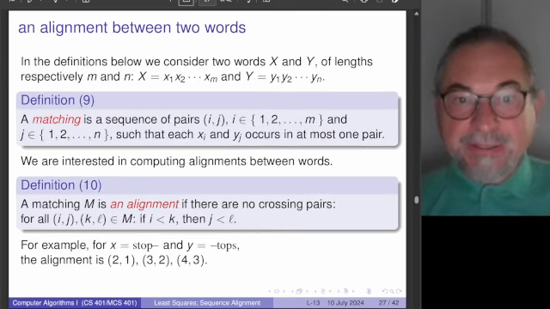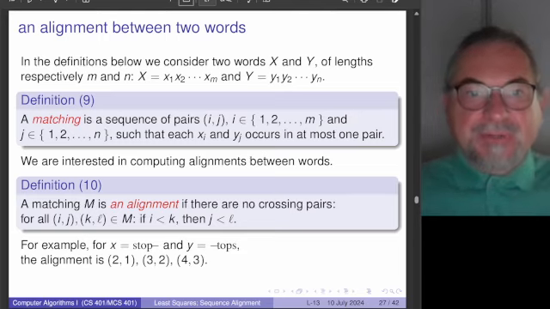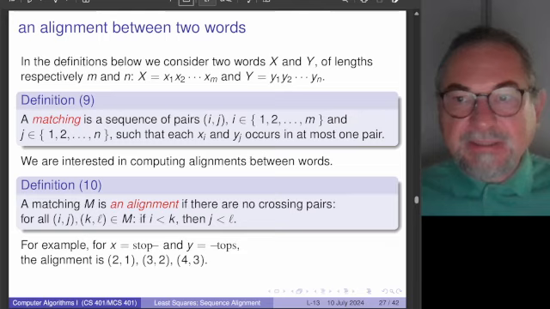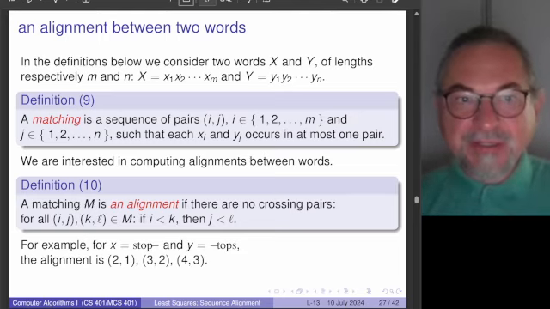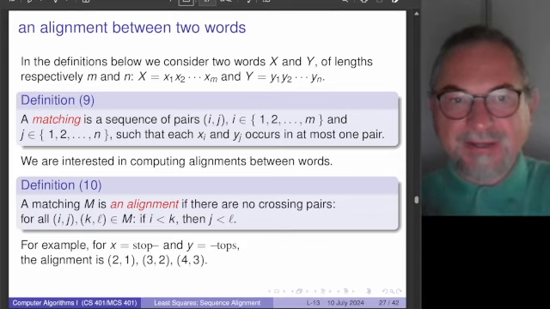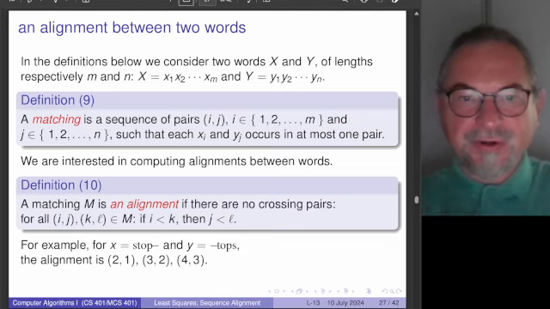Okay, we are interested in alignments. What is a matching first? A matching is a sequence of pairs of indices, so that at the ith and the jth position, we actually have a match. Each x_i and each y_j occurs in at most one pair. So that is a matching.